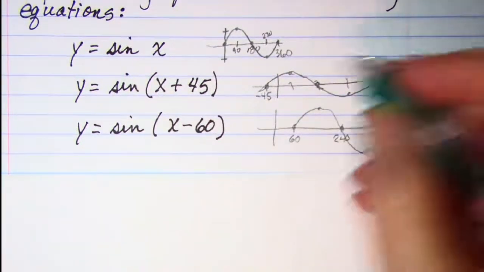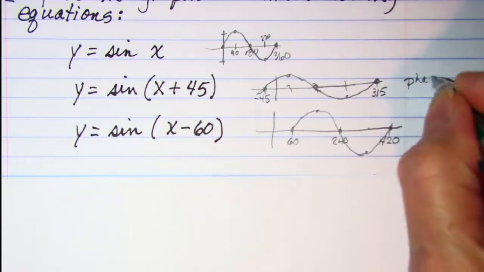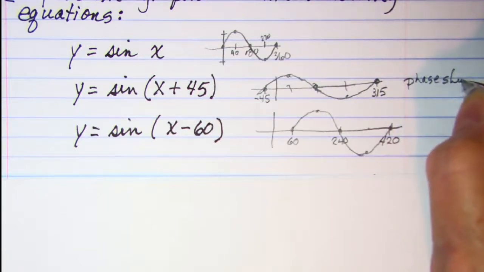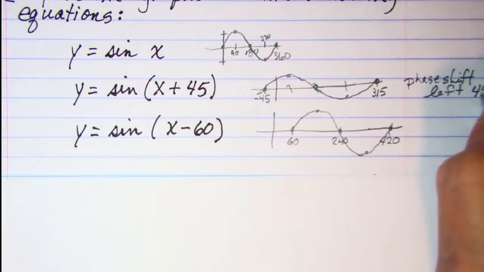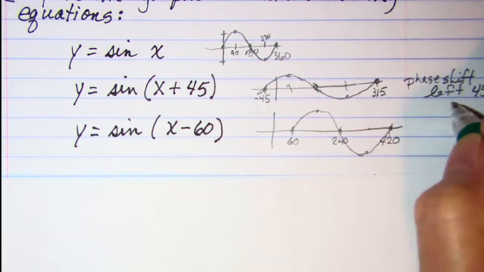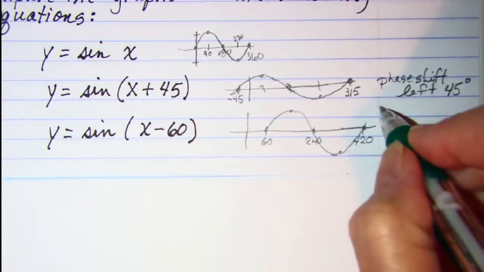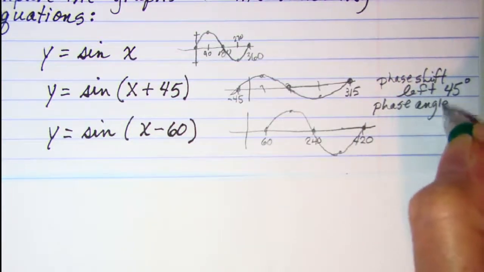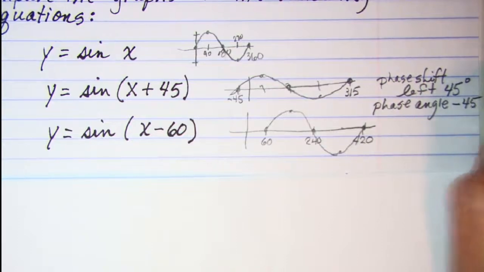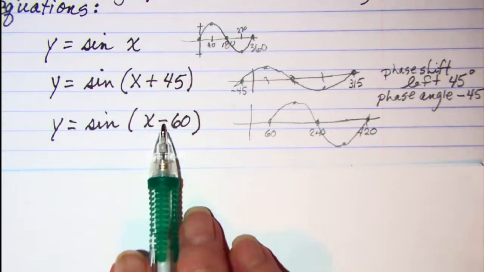So we would say then on this one that we have a phase shift left 45 degrees, or sometimes it's called a phase angle of -45. On this one, we would say we have a phase shift right 60.